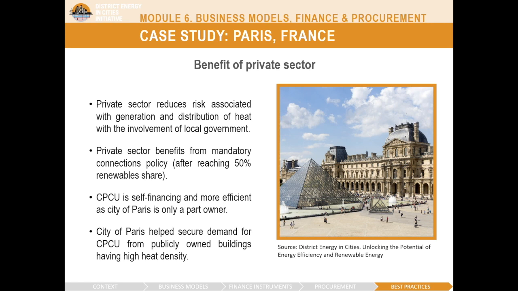Benefit of private sector. Private sector reduces risk associated with generation and distribution of heat with the involvement of local government. The private sector benefits from the mandatory connection policy after reaching 50% renewable share in the energy mix imposed by the City of Paris on the residents, securing more demand. CPCU is self-financing and more efficient as City of Paris is only a part owner. City of Paris also helps secure demand from publicly owned buildings such as metro stations, hospitals, etc., having high heat density.